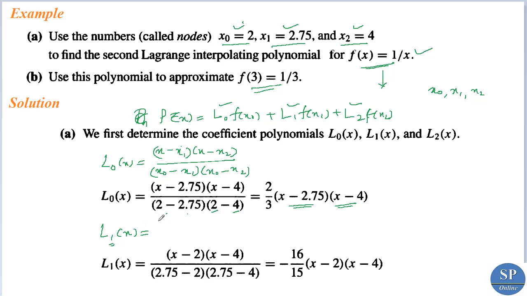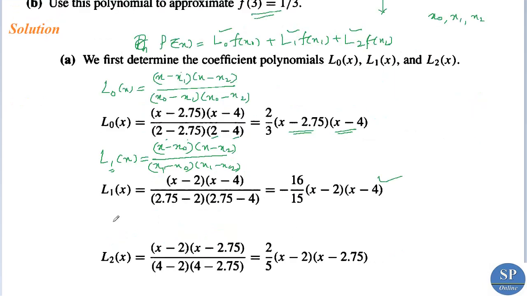Now L1 of x is equal to, here we have k equal to 1. So L1 of x is equal to x minus x0 into x minus x2. Here there is no factor x minus x1. So divide by x1 minus x0 into x1 minus x2. Replacing the values, we get x minus 2 into x minus 4 divided by 2.75 minus 2 into 2.75 minus 4. So this is nothing but minus 16 divided by 15 into x minus 2 into x minus 4. You can verify that.